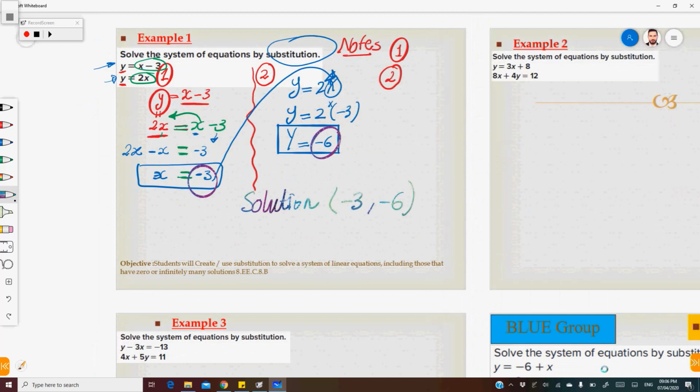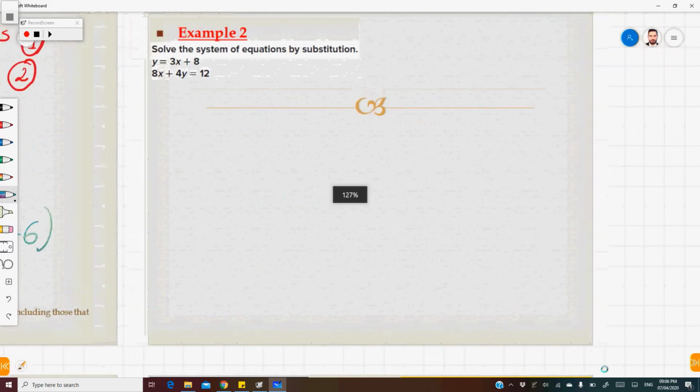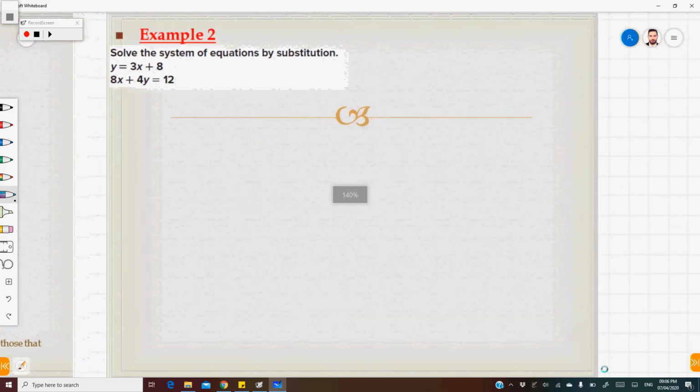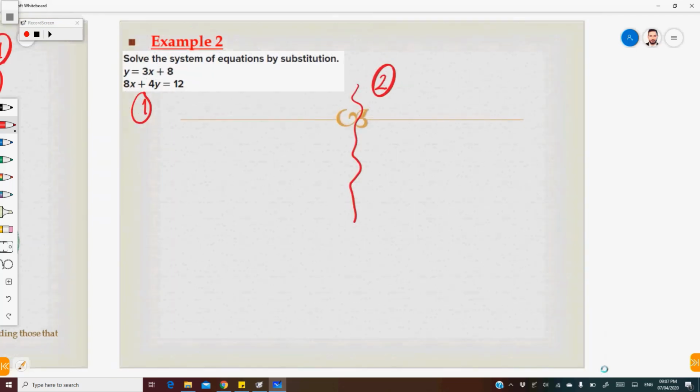I hope you understood example number one from me, and let's go to example number two now. In example number two, we have to solve a system of equations by substitution, and we have another example. Remember, our steps are to divide your page into two parts. First of all, you have to get the value of x. Second, you have to get the value of y. Let me start with the value of x. What do you have here? You have y equals 3x plus 8.